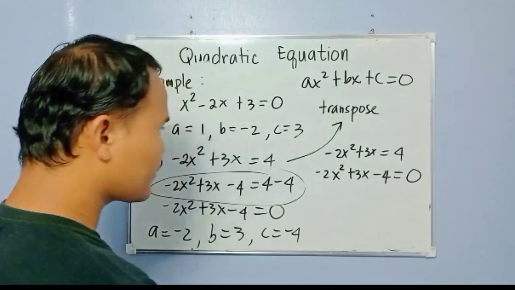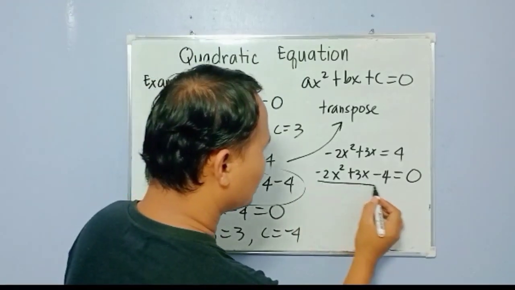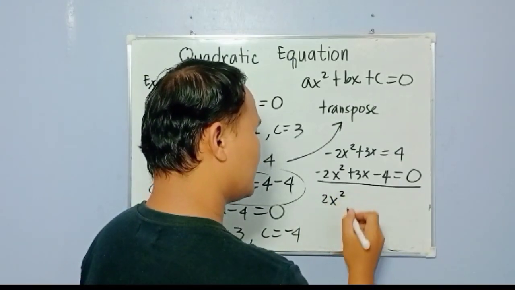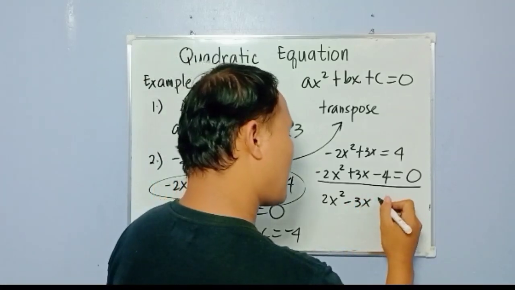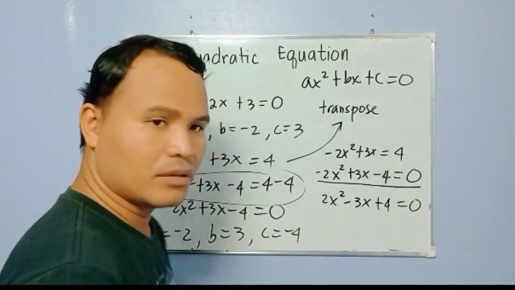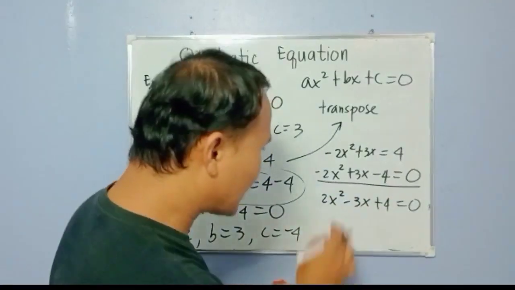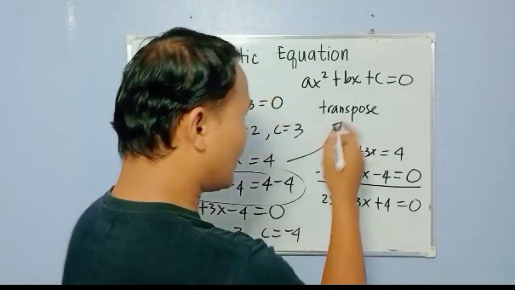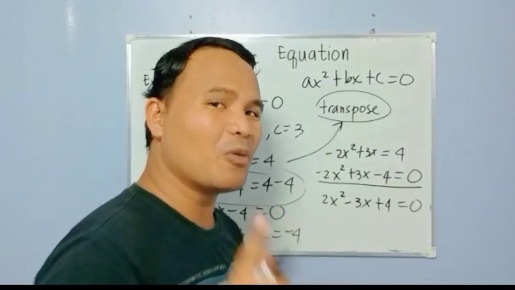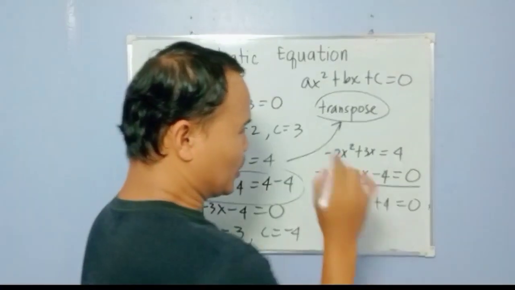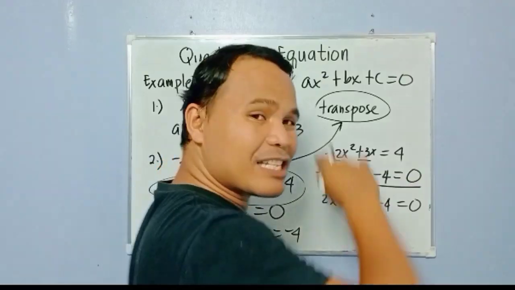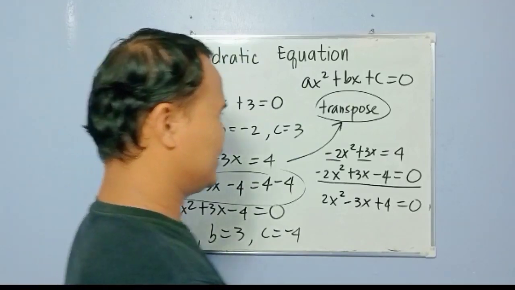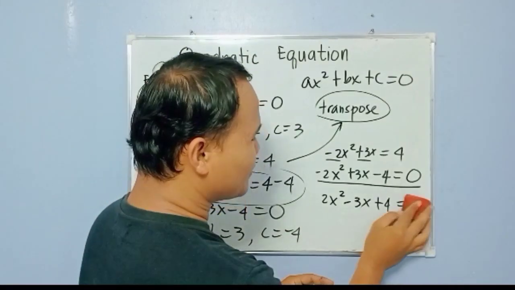Okay? Now, this quadratic equation can be written as 2x squared minus 3x plus 4 equals 0. This is also possible. This equation and the other are the same. How are they the same? If we apply the word transpose, if these two terms are transposed to the right side of the equal sign, what will happen?